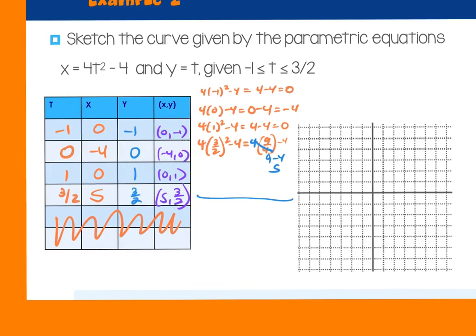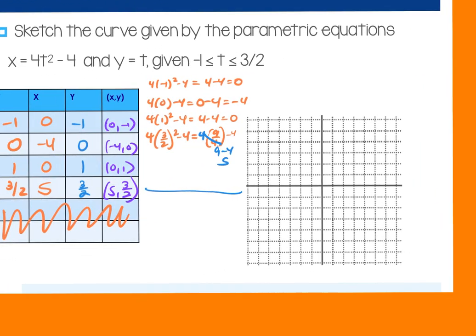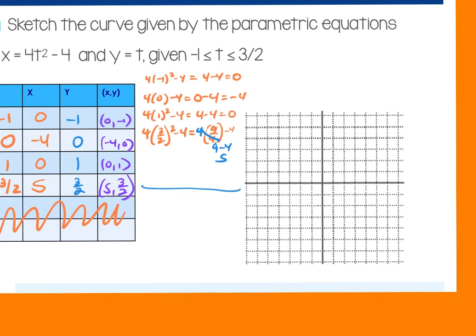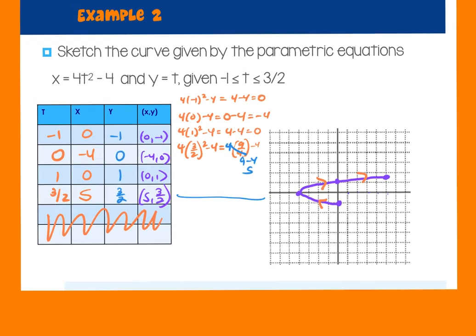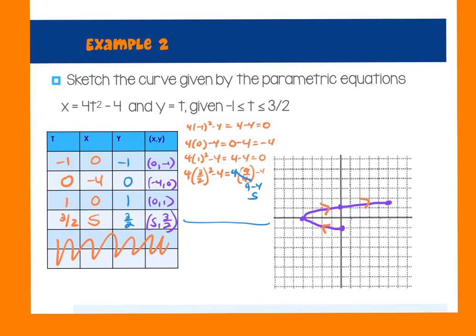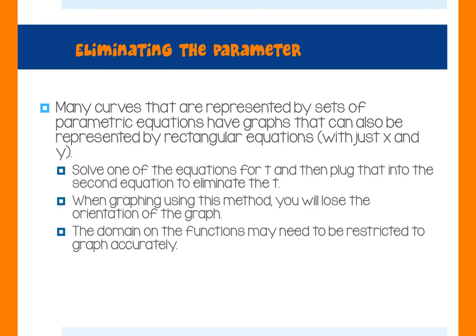All right, I plugged them in. For -1, I got 0, -1. For 0, -4, 0. For 1, 0, 1. And then for 3/2, 5, and 3/2. So I go 0, -1, -4, 0, 0, 1, and 5, 1, 2, 3, 4, 5, and 1.5. And again, we point our arrows towards the bigger t. So it should look something like that. Questions?